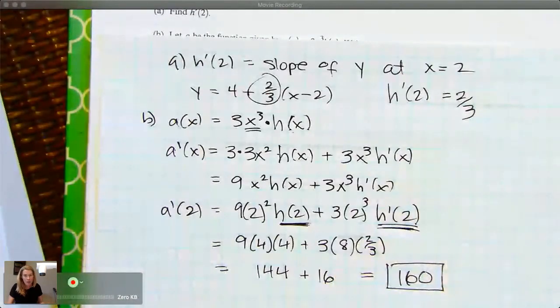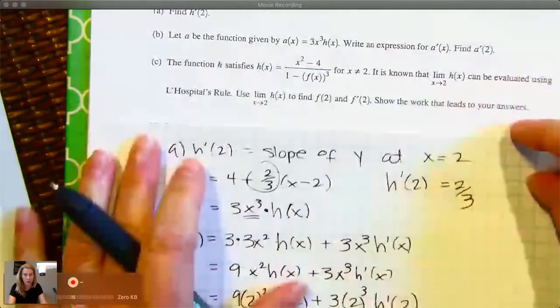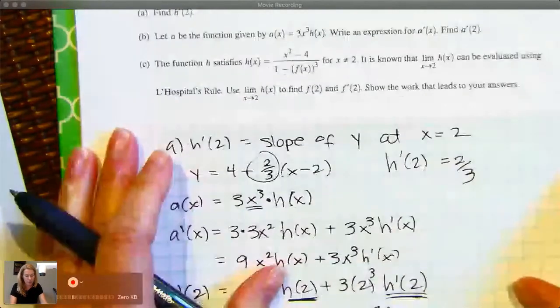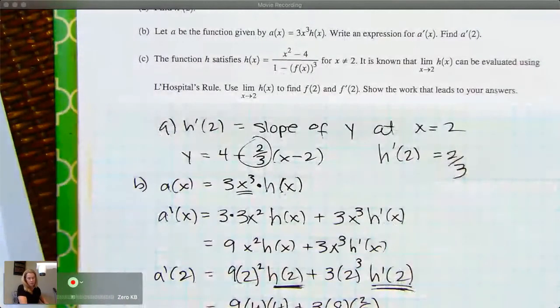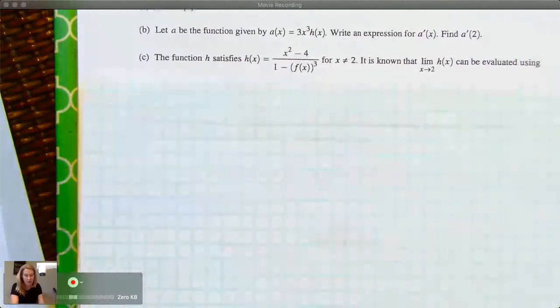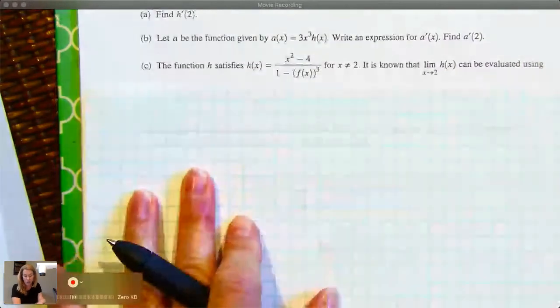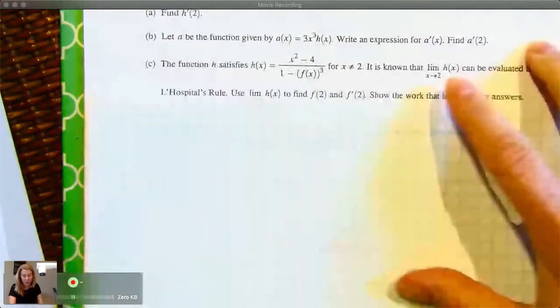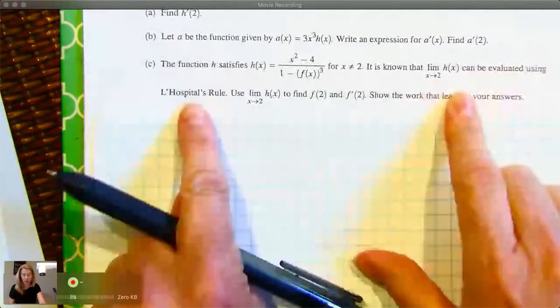Alrighty, part C says, L'Hopital's rule. Oh, you've all been waiting for this one, haven't you? Part C says, get a fresh piece of paper. We have a function h, and it satisfies this formula for when x is not equal to 2. And it is known that at 2, or the limit approaching 2, we can evaluate it using L'Hopital's rule.